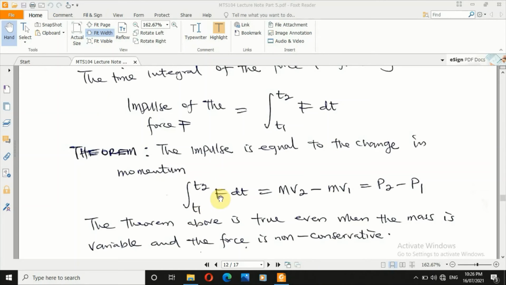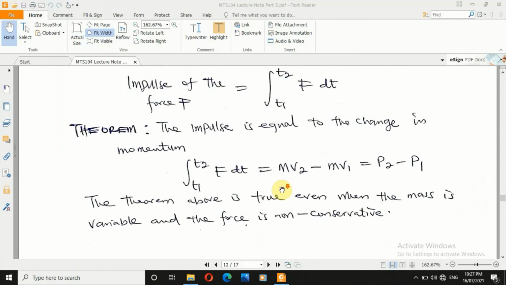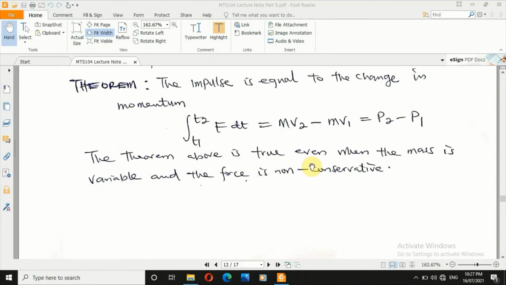If you integrate F dt from t1 to t2, you may notice that this one will give me mv2 minus mv1, that is p2 minus p1, and that is impulse. So the theorem above is true even when the mass is variable, and the force is not conservative.